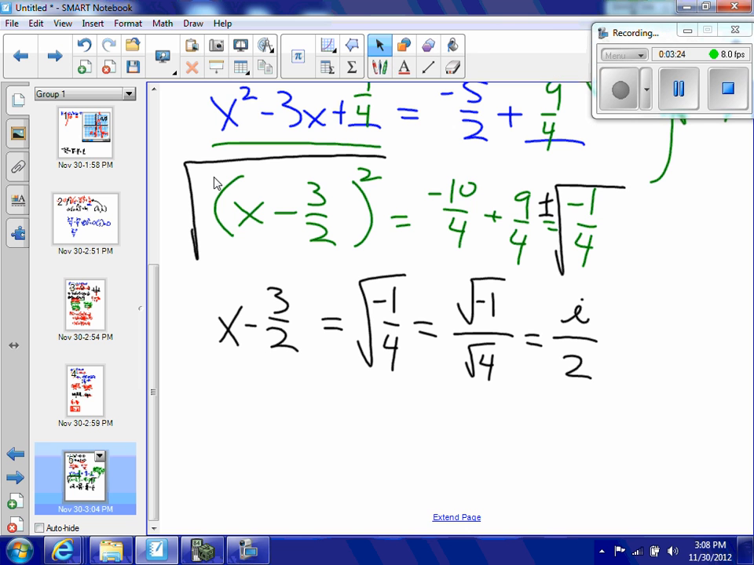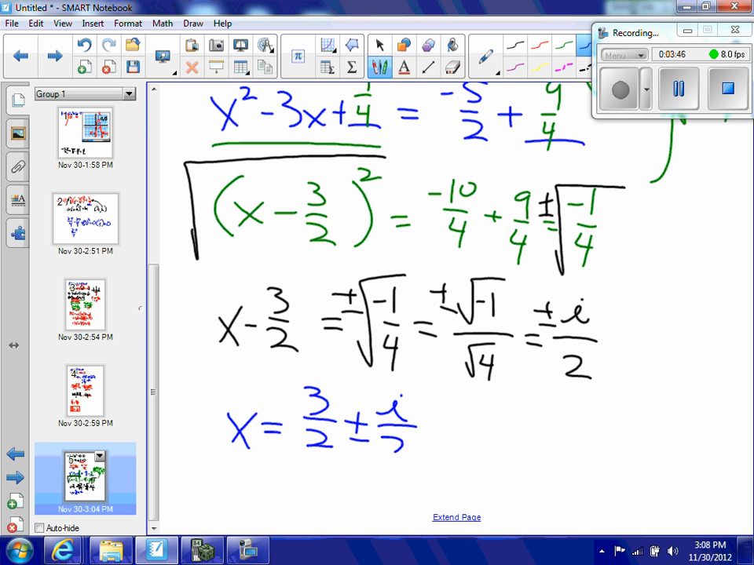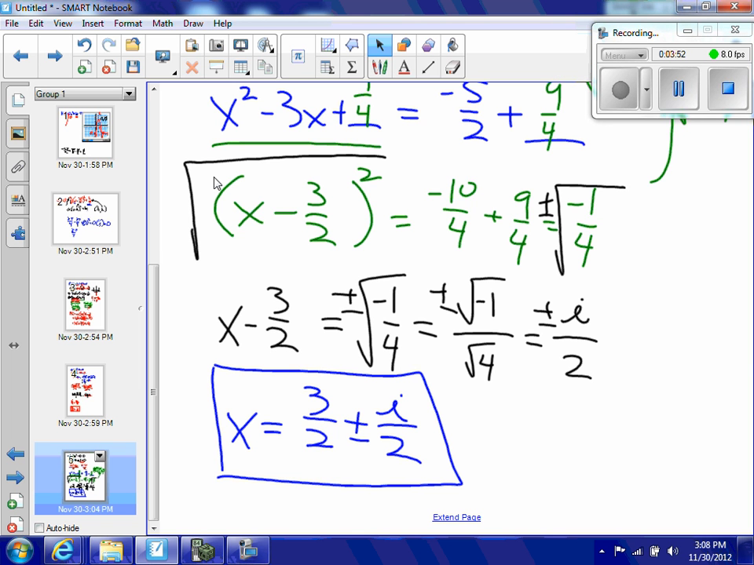So what happens when I add? Well, see, I made my own mistake here. It was plus or minus. Plus or minus, plus or minus. See? Happens to the best of us. I'm going to add 3 halves to both sides. I'm going to have x is equal to 3 halves plus or minus i over 2, the same answer that we had when we solved it using the quadratic formula.